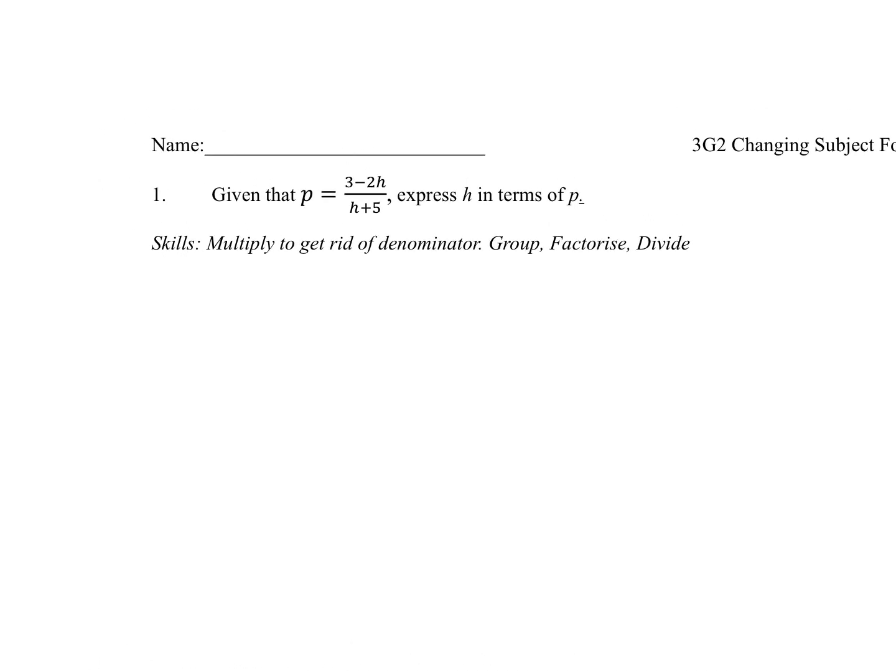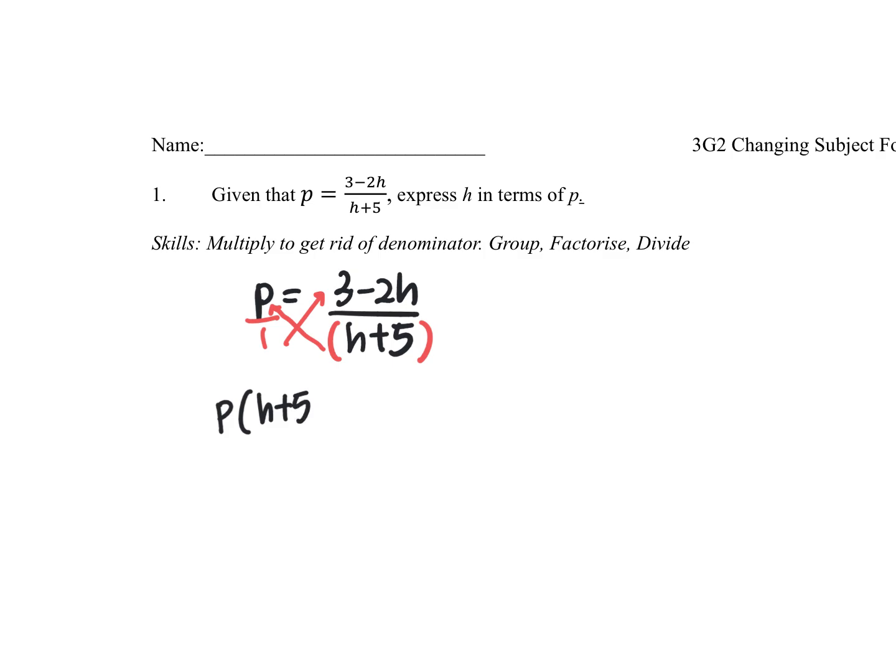First type is involving fractions, and we have p equals 3 minus 2h over h plus 5. For this kind of question, usually we'll try to first get rid of the denominator. So try to multiply the h plus 5 away, right? Or you can do cross multiplication. So in this case, we have p bracket h plus 5 equals 3 minus 2h.